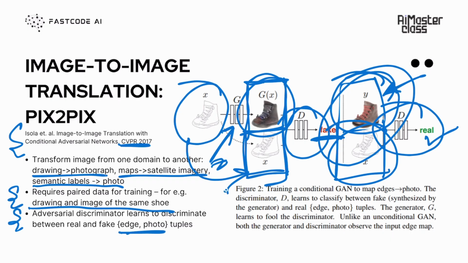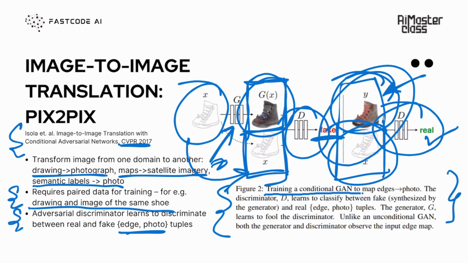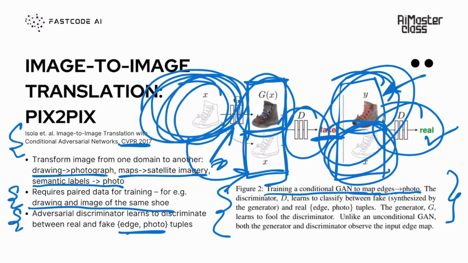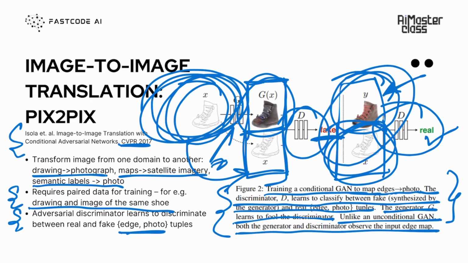And here in this figure, what do we see? We see the training of a conditional GAN to map edges to photo, right? So this edges is what I'm talking about, these edges. And the discriminator D learns to classify between fake, synthesized by the generator, and real edge photo tuples. The generator G learns to fool the discriminator. Unlike an unconditional GAN, both the generator and discriminator observe the input edge map, right?